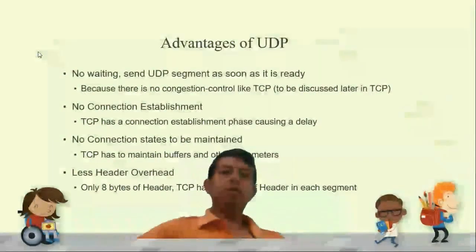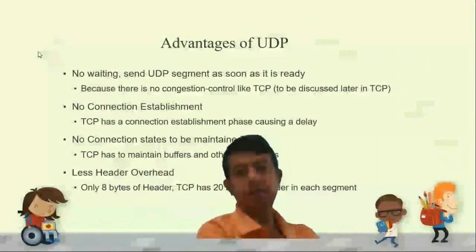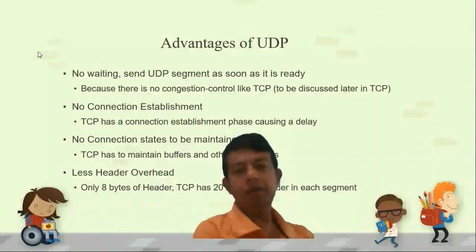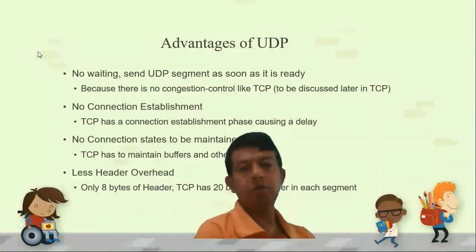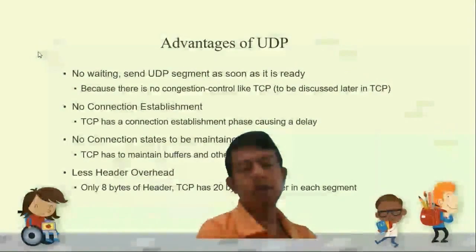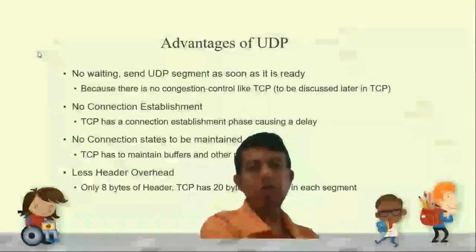Now, let's understand what the advantages of UDP are. We have seen in the first lecture why any application would be interested in using UDP. We saw that because UDP is a faster protocol compared to TCP, those applications for which time is an important factor would use UDP. Now, why is UDP faster? There are certain reasons why UDP is faster.